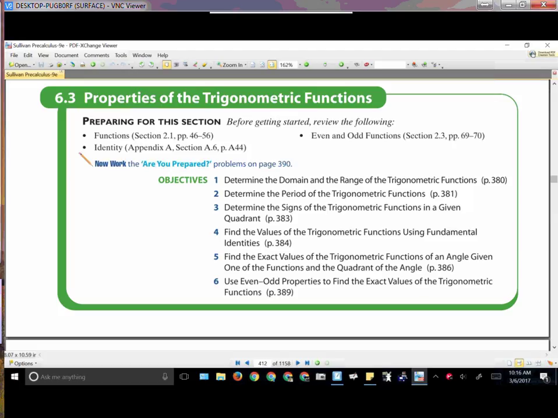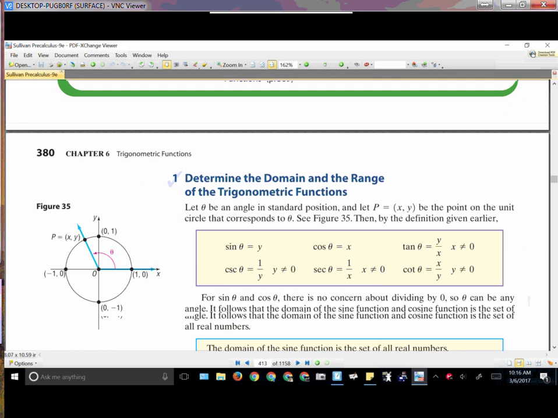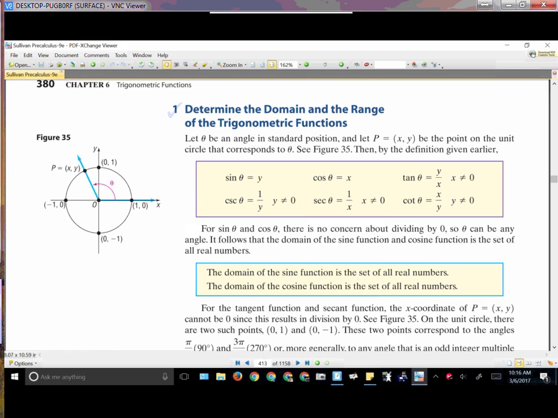Properties of that trigonometric function. One of the things that we have to determine is the domain and range. It's always a good thing to know what numbers we can put in and obviously what numbers can come out of this.